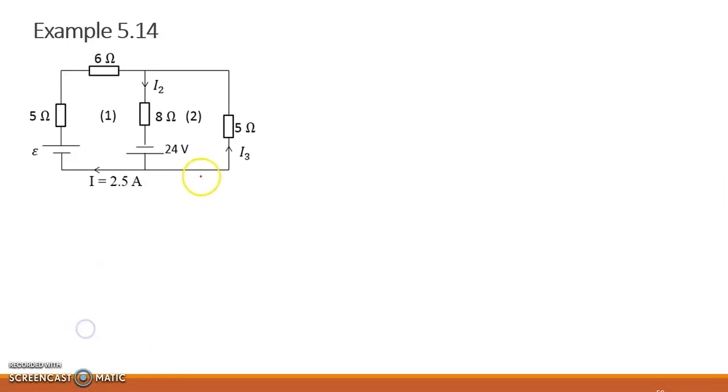In this video, I'm going to explain how to answer example 5.14 under the subtopic Kirchhoff's law. So here we have a circuit diagram. From what we can see, this is a complex circuit. It has more than 2 batteries at different wires. And then we have 4 resistors right here.